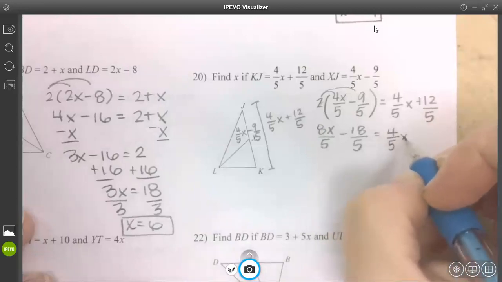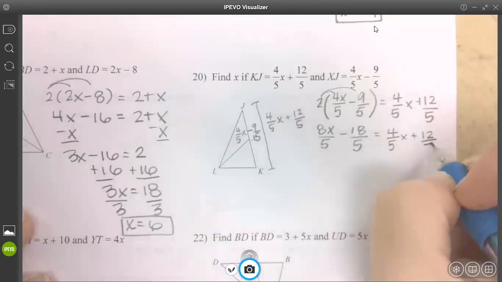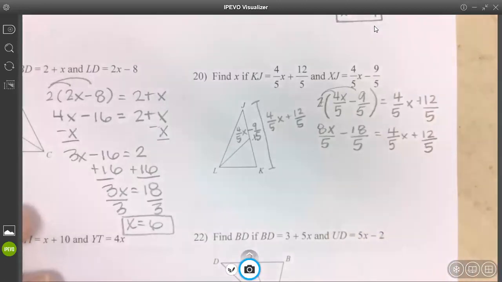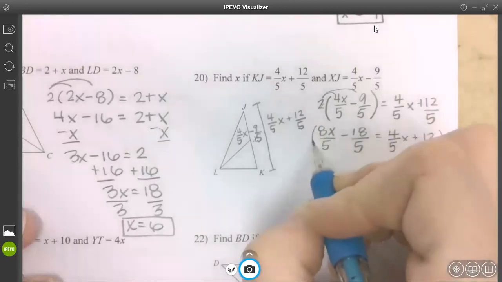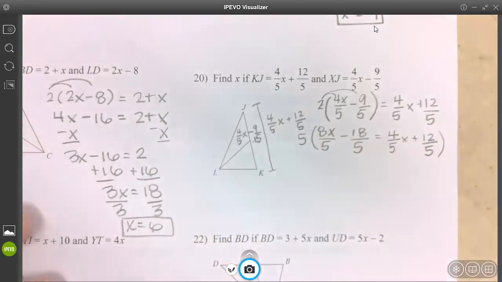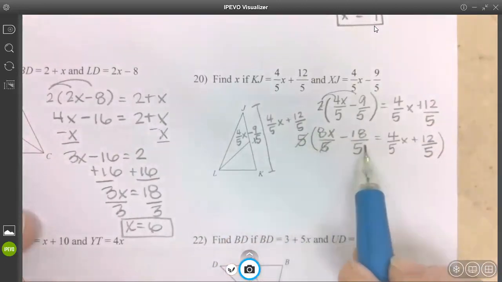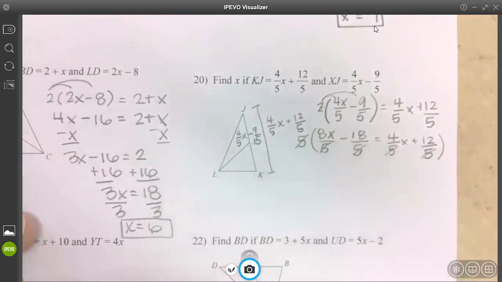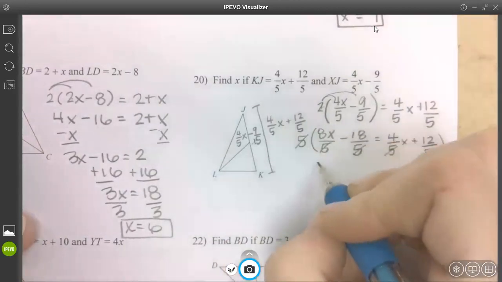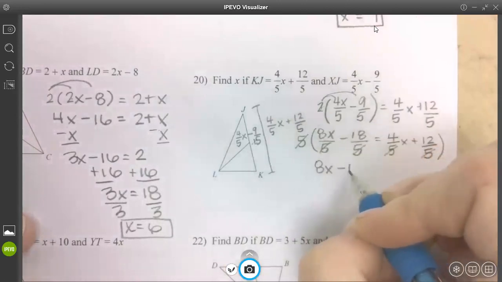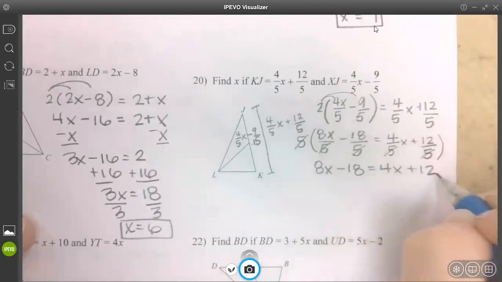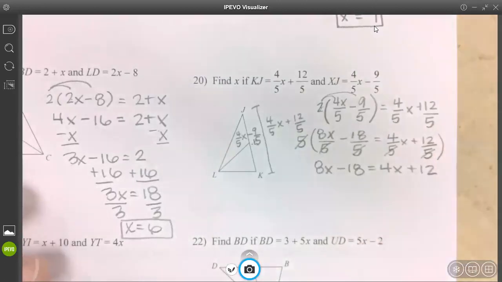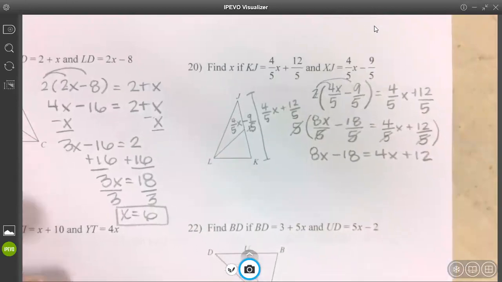Equals 4/5 x plus 12 over 5. Now, I don't like the fractions. So to get rid of the fractions, they're all divided by 5, so I can multiply everything by 5, and that'll put 1 on the top and 1 on the bottom. They'll actually all cancel out. So the equation that you're trying to solve, read all the numerators: 8x minus 18 equals 4x plus 12. See how quickly that went away and you didn't have crazy decimals or fractions.